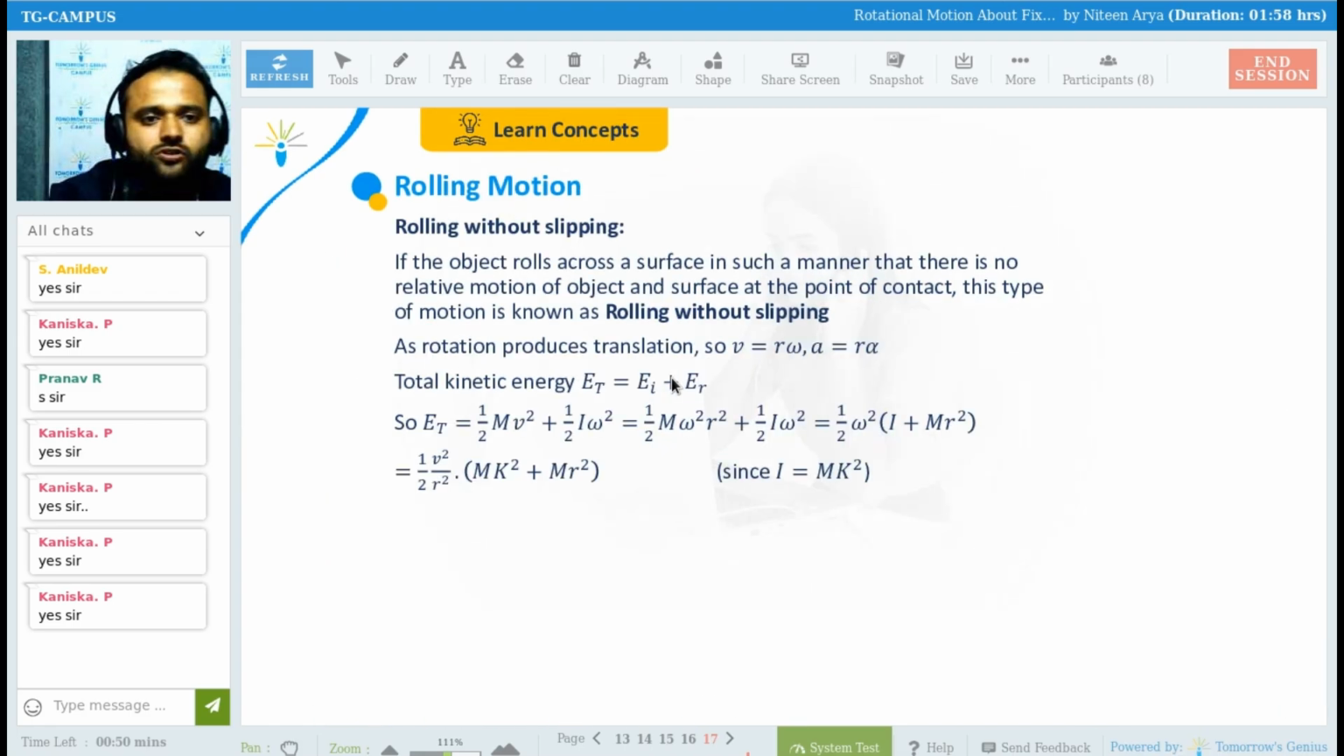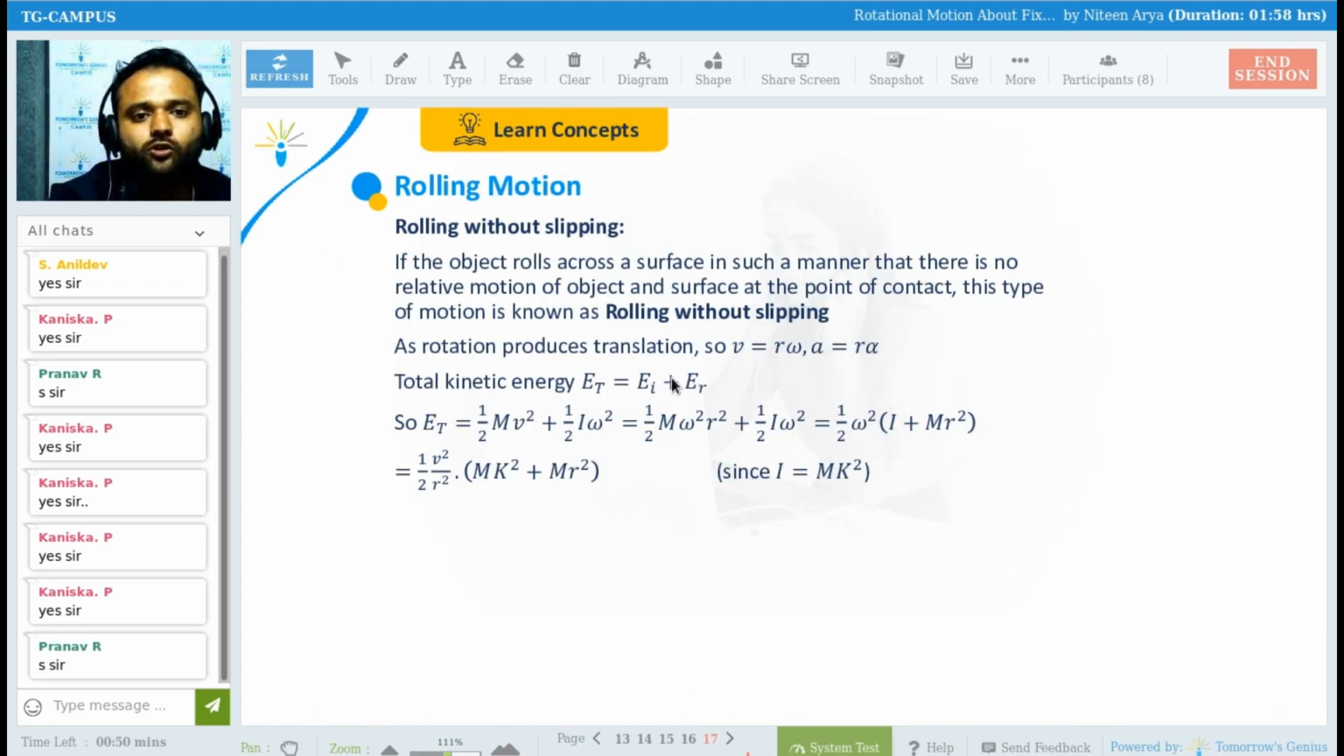Good. So let's see this. Rolling without spinning. Obviously, only rolling. The body is not spinning at all. If the object rolls across the surface in such a manner that there is no relative motion of object and surface at the point of contact, no relative motion means spinning is not going to be done and V_P is going to be 0. That is the point of contact.